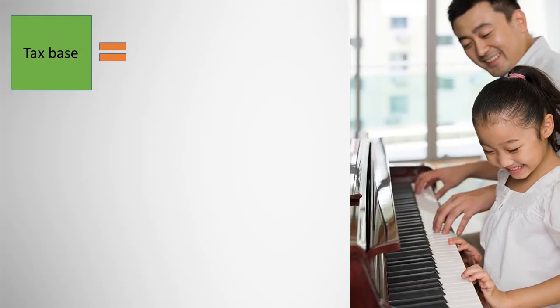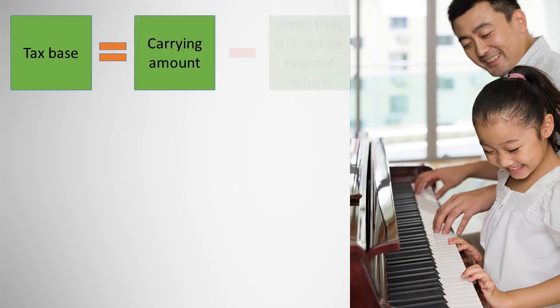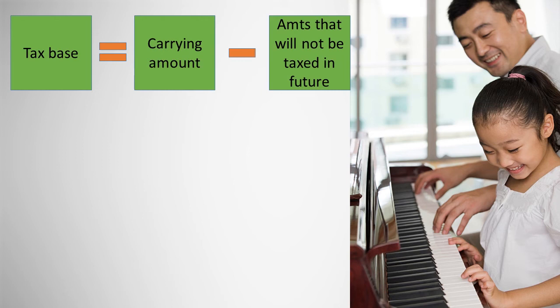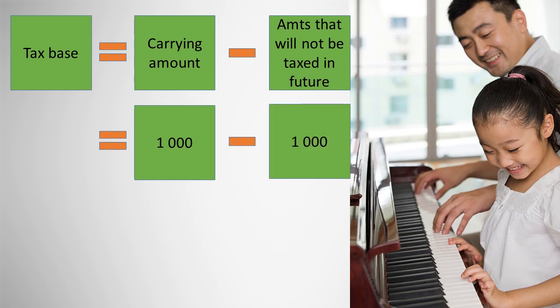Tax base for incomes received in advance is equal to the carrying amount minus amounts that will not be taxed in the future. Carrying amount is $1,000. Tax is calculated on a cash basis, so the entire amount of $1,000 would have been taxed upon receipt. Therefore, it will not be taxed again in the future, and we can thus substitute this $1,000 in the formula. The tax base is thus zero.